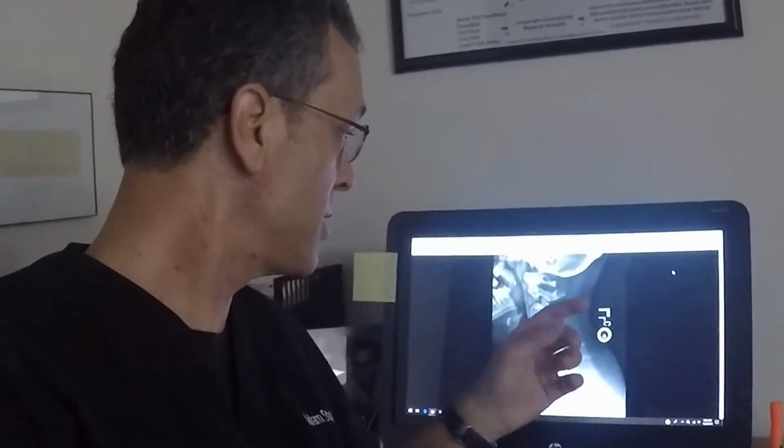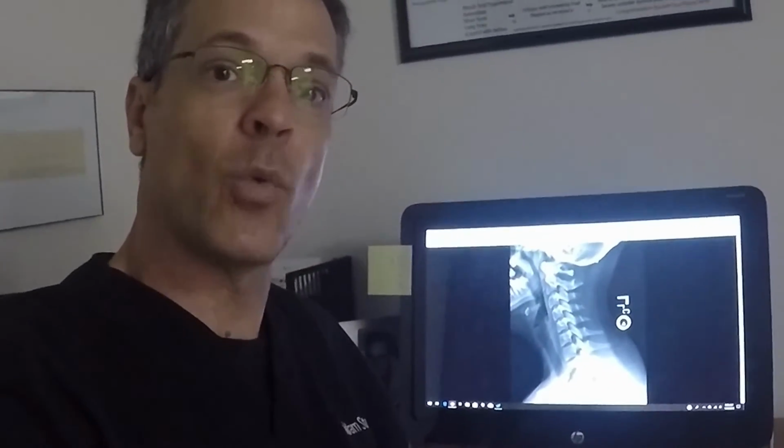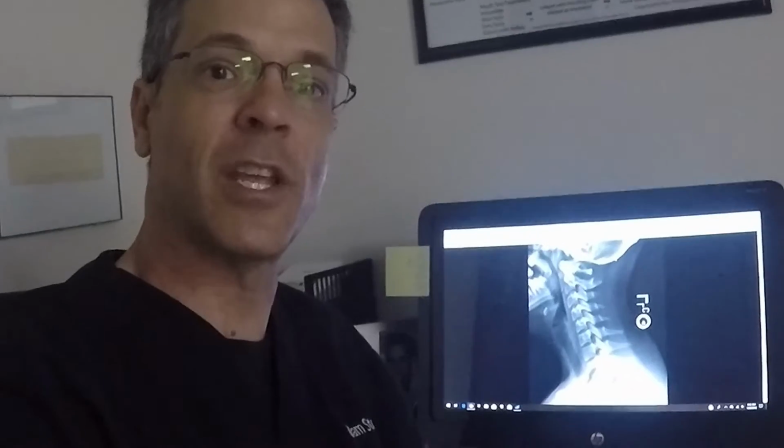I'm in my office. I'm just reviewing x-rays and everything like that. I'm going to share with you some information. This is an x-ray right here of a person's neck, and what I'm going to do is show you how we go through it to analyze things. Hopefully you'll find this interesting.